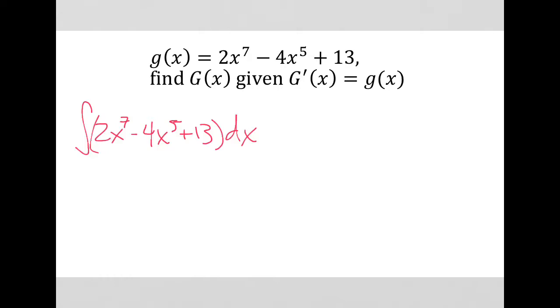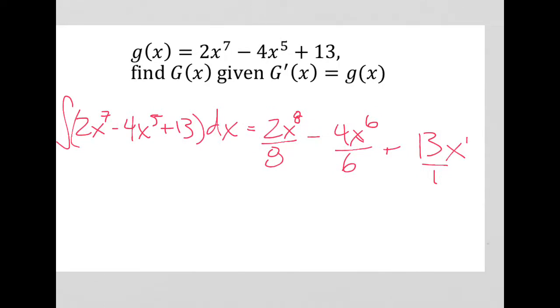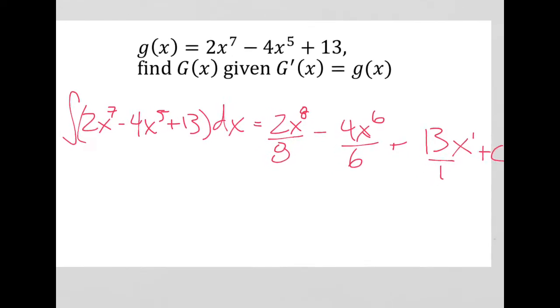And now let's integrate. So we will add 1 to each exponent. So 2x to the 7th becomes 2x to the 8th divided by 8 minus 4x to the 5th becomes 4x to the 6th divided by 6 plus 13. If we do not have any x term there, if we're integrating a constant term, we get an x, and we could divide by 1 since the exponent there is now 1, but it doesn't really do anything. And then we have our plus c constant of integration.